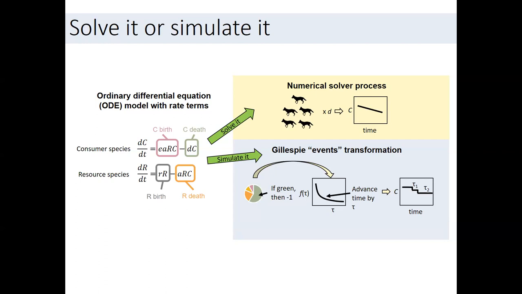So, for example, the first time I go through, I have some C, I lose an individual, and then I advance tau. And then I'm going to go back and do it again, because I just changed C. So I'm going to change all these rates. So now I'm going to have different pie slices. I'm going to spin it again. Something's going to happen. And if it's another death, I'm going to drop another individual, and then I'm going to pull tau again and advance. And so you get something that looks like the numerical solution, like a slow drop in my consumers. But here I'm stepping down.